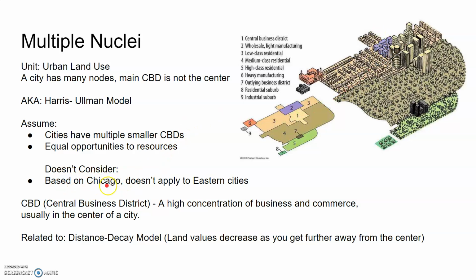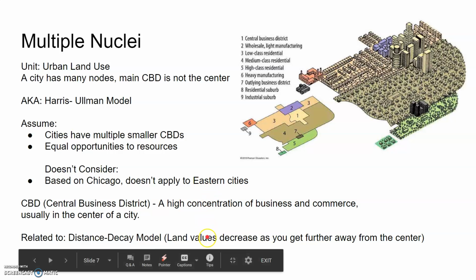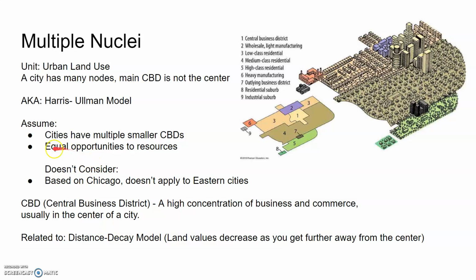So this was actually based in Chicago, which means that it probably doesn't apply to as many eastern cities as you might think. This assumes that cities have multiple smaller CBDs, as you'll see in this model. And it also shows that there are equal opportunities to the resources. So there's not necessarily any discrimination within the city, which shows that transportation might be different in other places, that population is not the same overall.